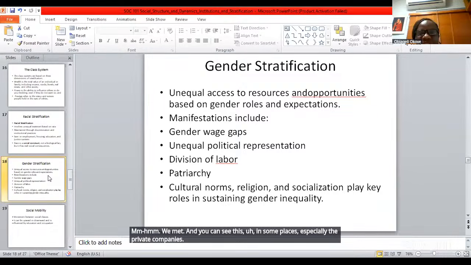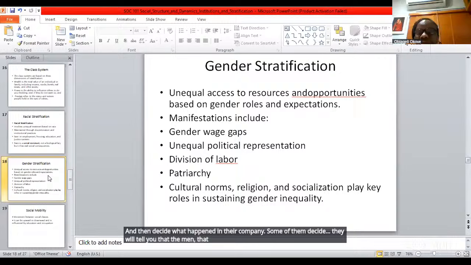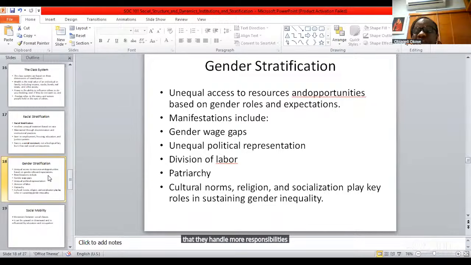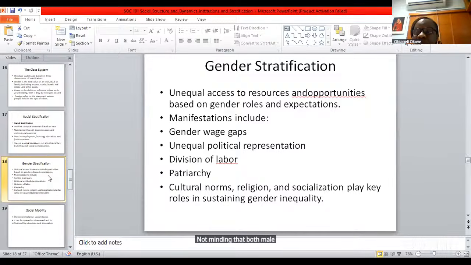There are some private owners and they decide what happens in their company. Some of them will tell you that men are the breadwinners of their families and handle more responsibilities than the females. That's their argument, not minding that both male and female are doing the same job in the company. But you all know that some women are breadwinners in their families. But this difference in wage gap exists in our society today.